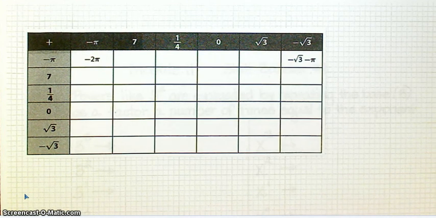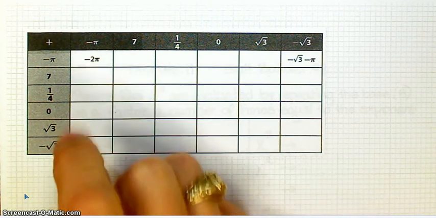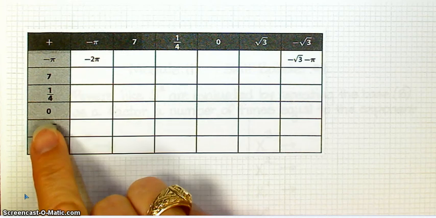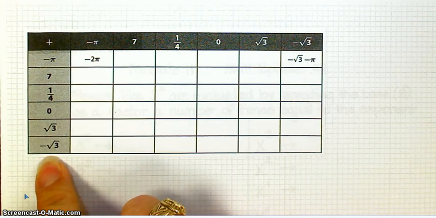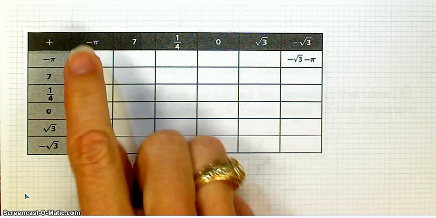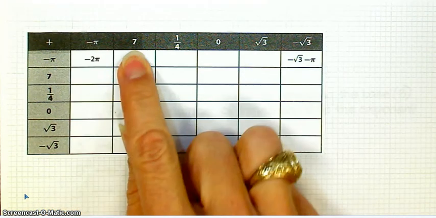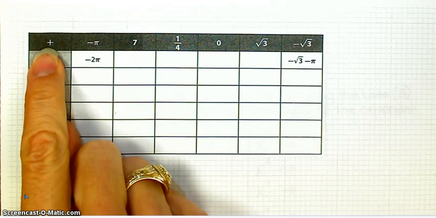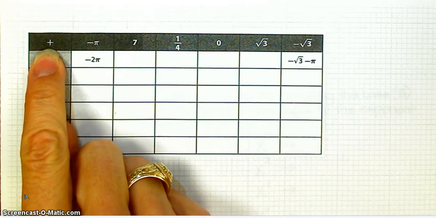Okay, this last screencast goes along with Module 11 Skill Builders. I don't think I actually labeled it as Skill Builder 8, but I guess that's what we could call it. So we've got a table. We have several numbers down the column: negative pi, 7, 1/4, 0, square root of 3, negative square root of 3. Across the top, we have negative pi, 7, 1/4, 0, square root of 3, and the negative square root of 3. And the table is asking you to add the two things together.